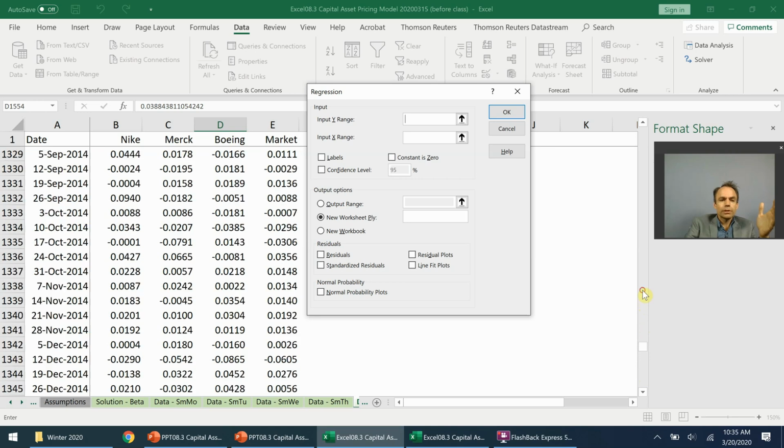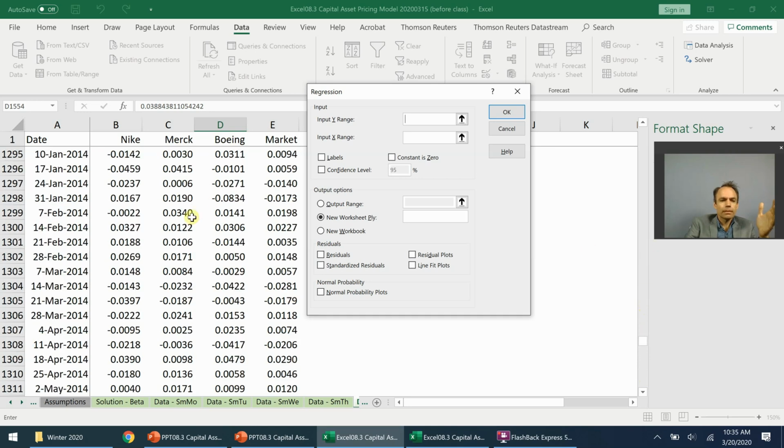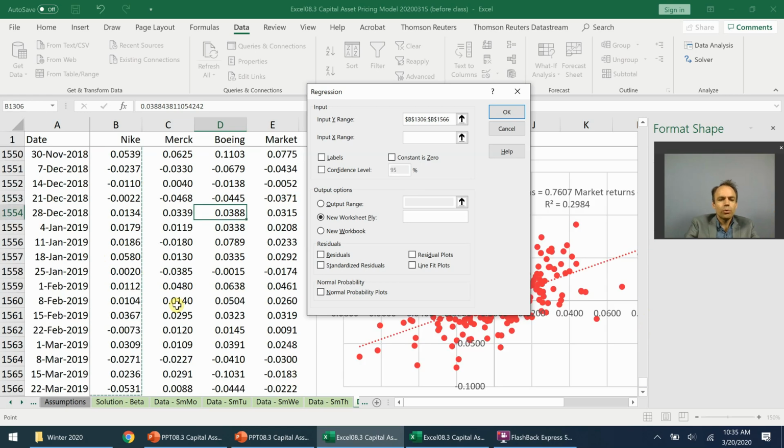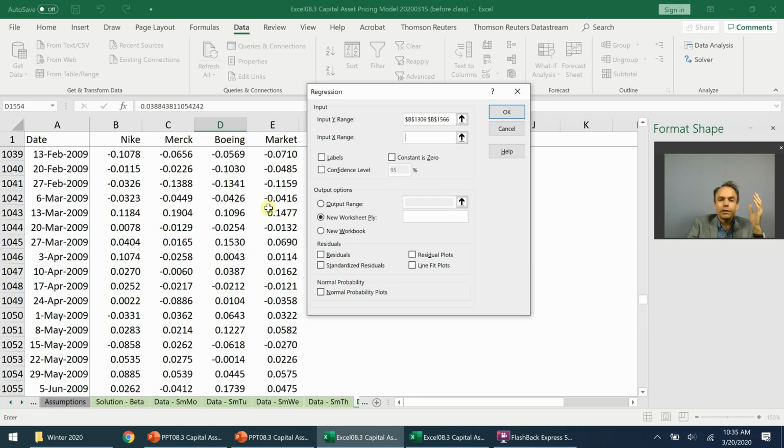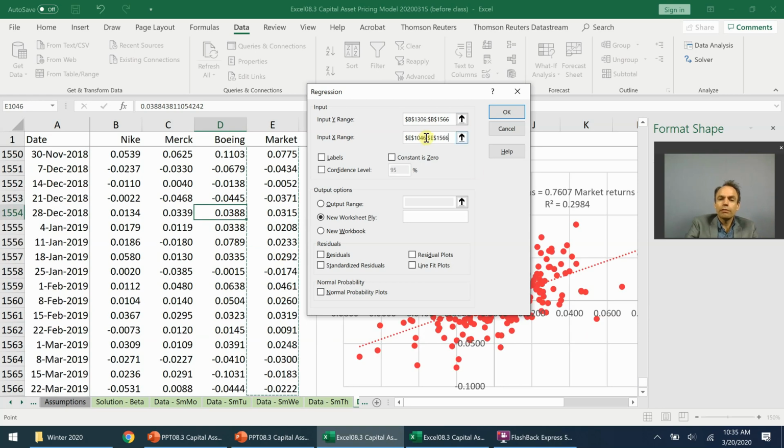And those rows are 1306 in column B all the way to row 1566. The dialog box wants the X values as well. I'm going to highlight the cells in the market section, again using the same rows. So this tells me that I want to regress cells B1306 to B1566 on E1306 to E1566.